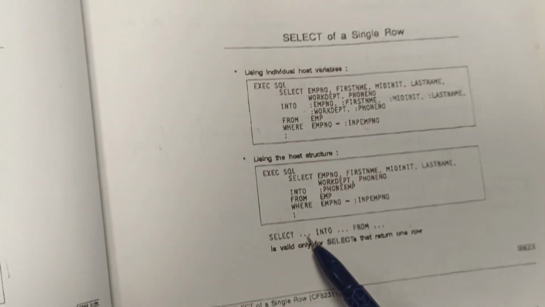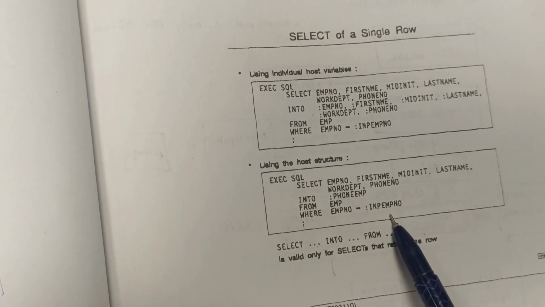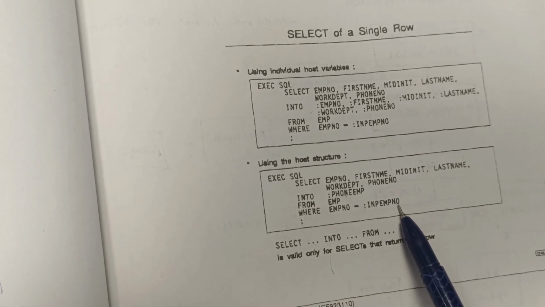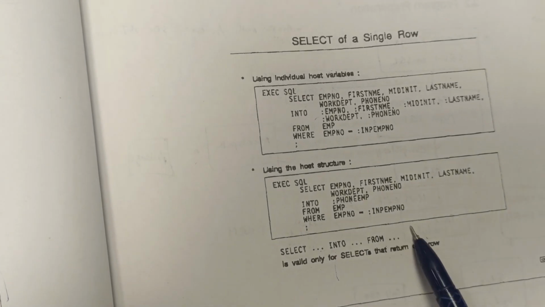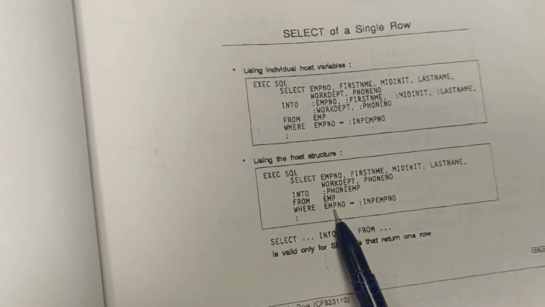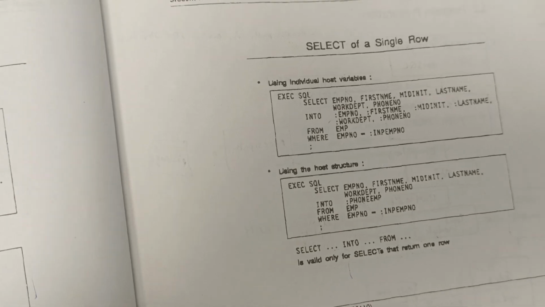And this select statement will work only because you are giving the employee number, which is a unique key, and it returns only a single record. Why? Because you are giving the unique key, the employee number, here.